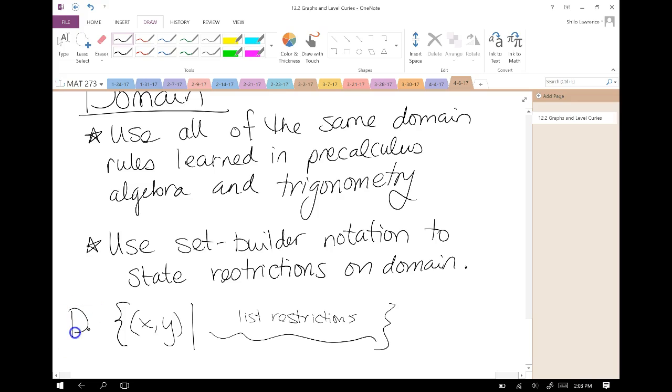So the domain is the set of all x, y, such that, and then we list out the restrictions that we have to make sure that we follow. Or if we're doing this for functions of three variables, we would say the domain is the set of all x, y, z, and then we list restrictions.